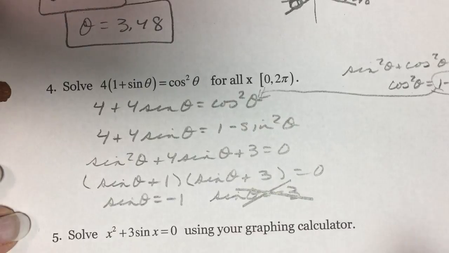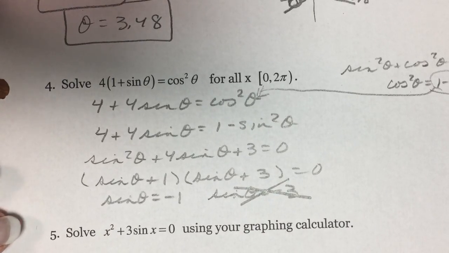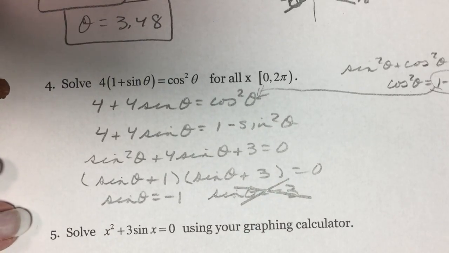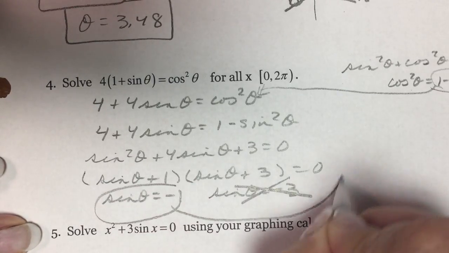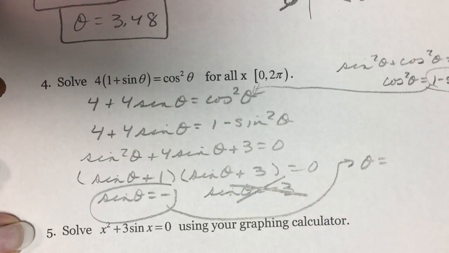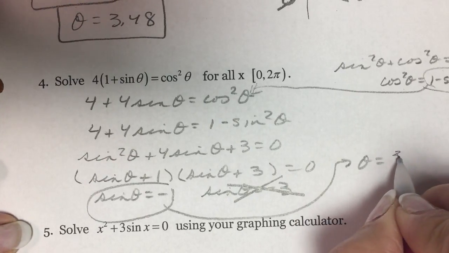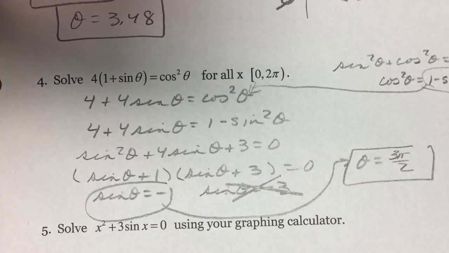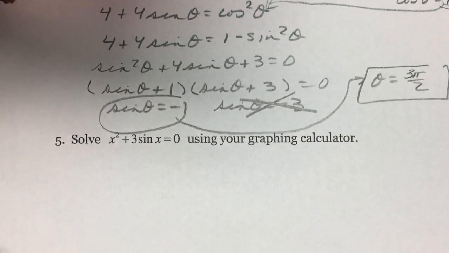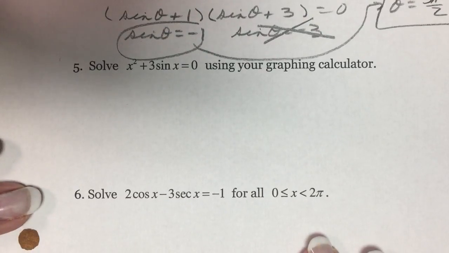Now remember, this is out of the zone, so sine can't be any smaller than negative 1, so we don't have to worry about that. For this one right here, there's only one angle that has a sine of negative 1, and it is 3 pi over 2. So there's only one solution to that one. We're going to skip down and do number 6 before we do number 5 in the grapher, just really quickly.